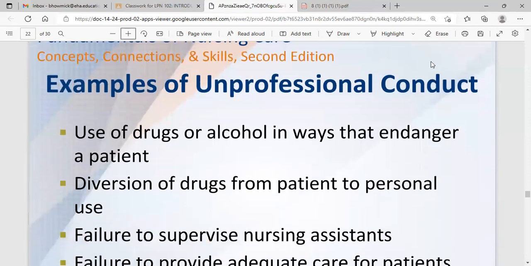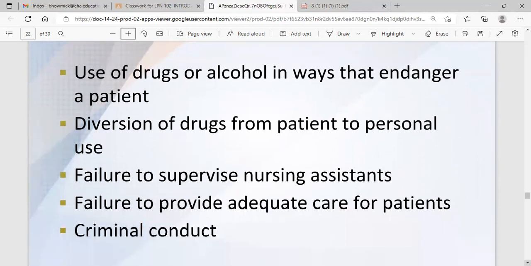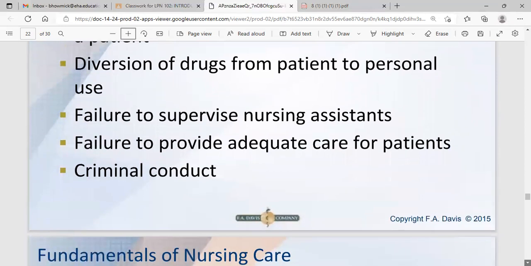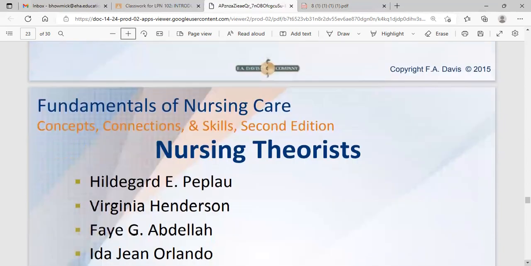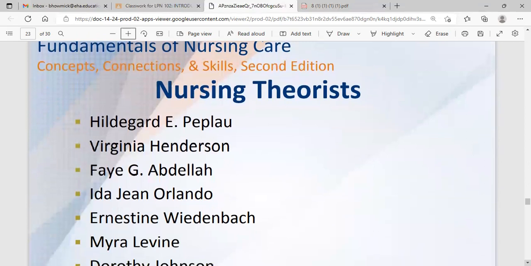Examples of unprofessional conduct: use of drugs or alcohol in ways that endanger a patient, diversion of drugs from patient to personal use, failure to supervise your nursing assistant, failure to provide adequate care for patients, and also criminal conduct. So all of those are not professional.